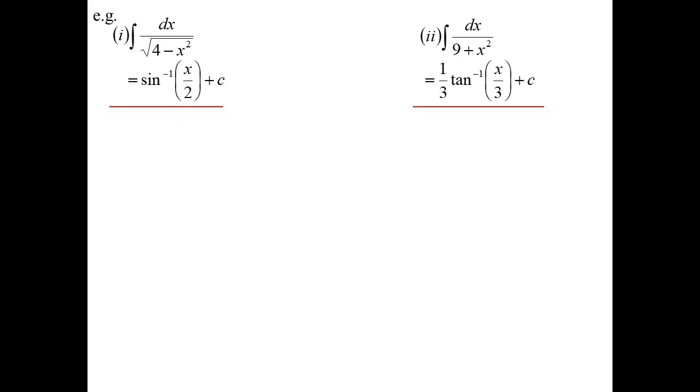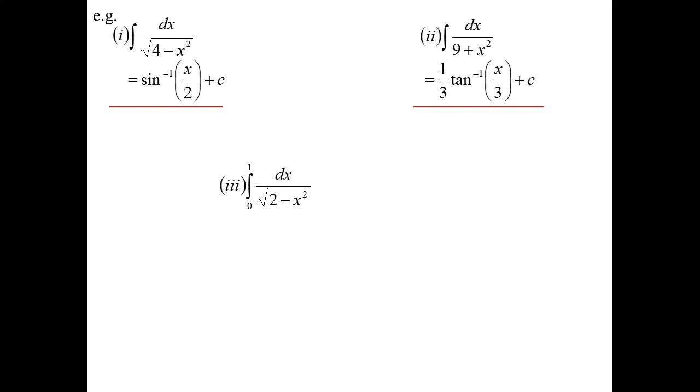Let's do some. So we have dx on the square root of 4 minus x squared. It's in the form a squared minus x squared. So I can go, well, inverse sine x on 2. Dx on 9 plus x squared, in the form a squared plus x squared. But remember, inverse tan 1 on a, inverse tan x on 3.